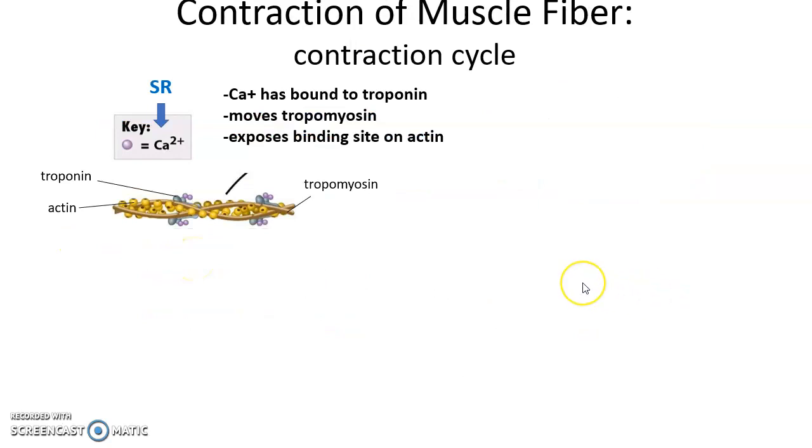So this leads to what's called the contraction cycle. So what happens? Sarcoplasmic reticulum releases calcium ions. There's been a signal to cause a contraction. Sarcoplasmic reticulum releases the calcium ions. Calcium ions then come in and bind to troponin. Troponin changes shape and moves tropomyosin. We now have exposed binding sites on actin.